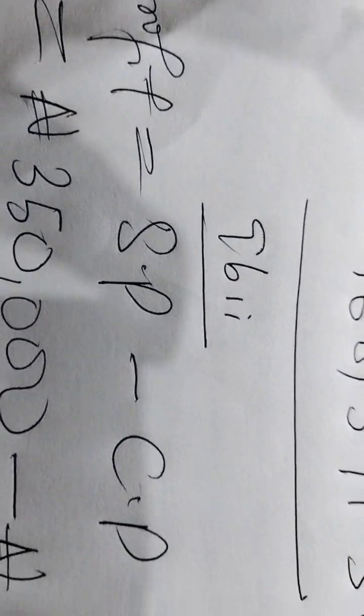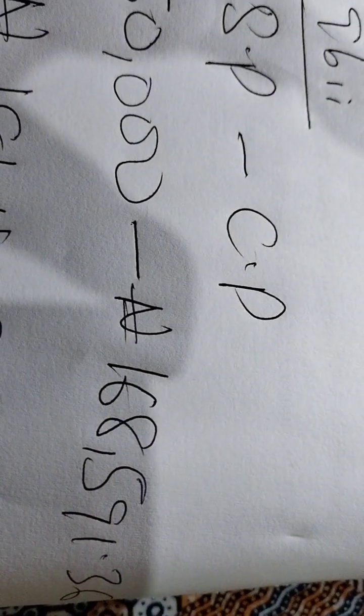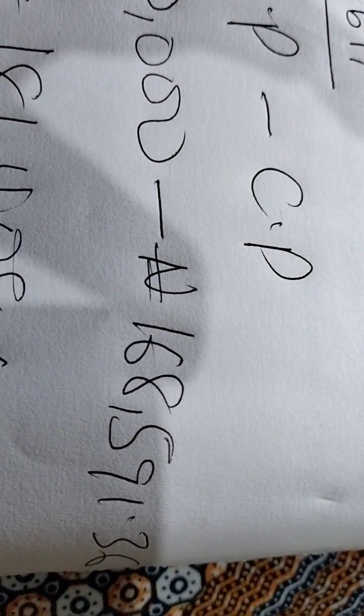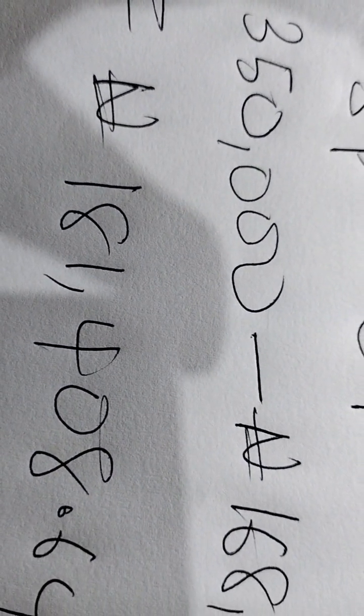9bii, profit is selling price minus cost price. It's going to be 350,000 minus 168,591 naira 36 kobo. That gives us 181,408 naira 64 kobo.